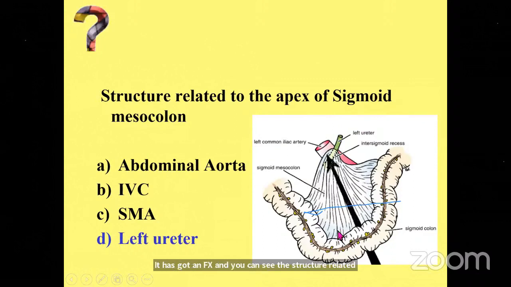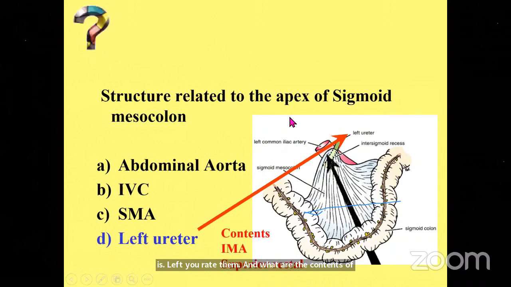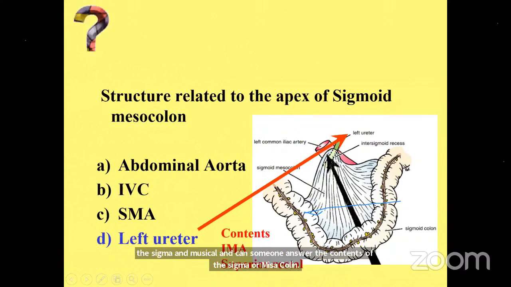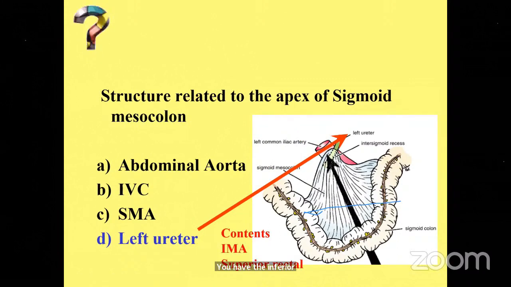And what are the contents of the sigmoid mesocolon? Can someone answer the contents of the sigmoid mesocolon? You have the inferior mesenteric artery and superior rectal artery. So that also you have to keep in mind: inferior mesenteric artery and superior rectal artery, the arteries related to the sigmoid mesocolon.